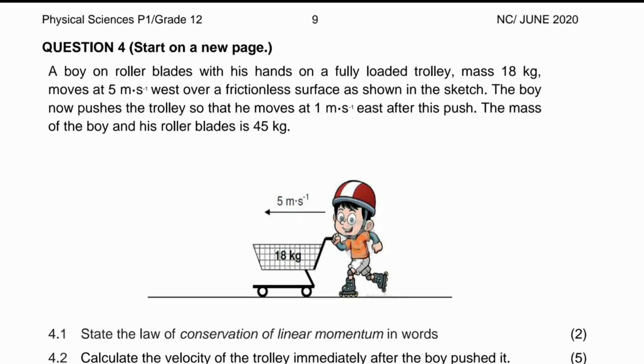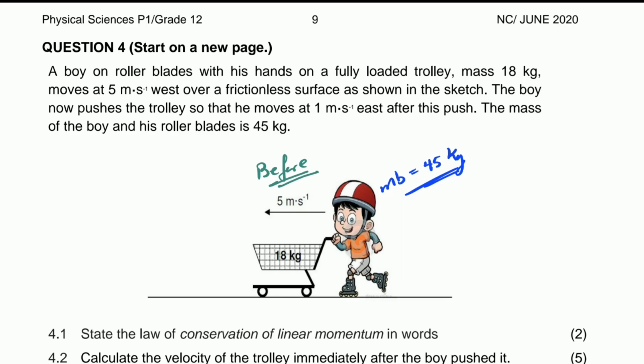So in this picture, I'm going to add that the mass of the boy, which I'm going to call MB, is equal to 45 kilograms, right? Now, this is happening before the boy pushes the trolley. That is important to know.